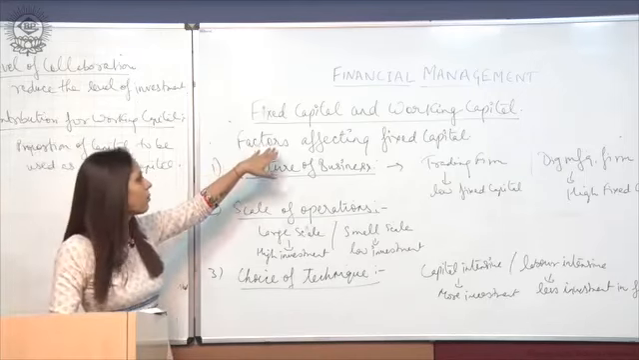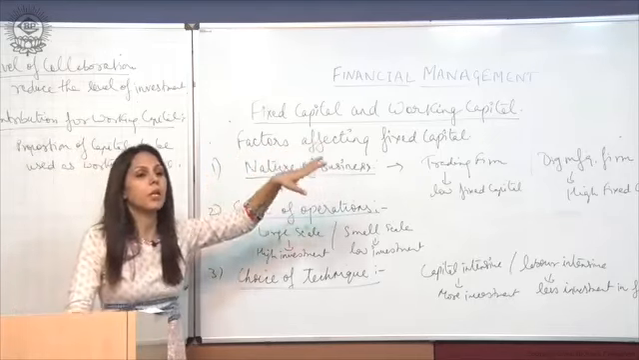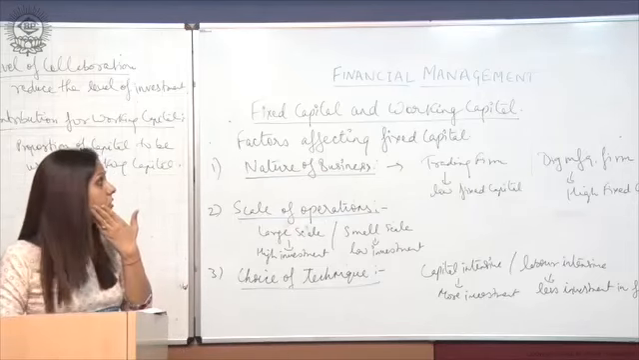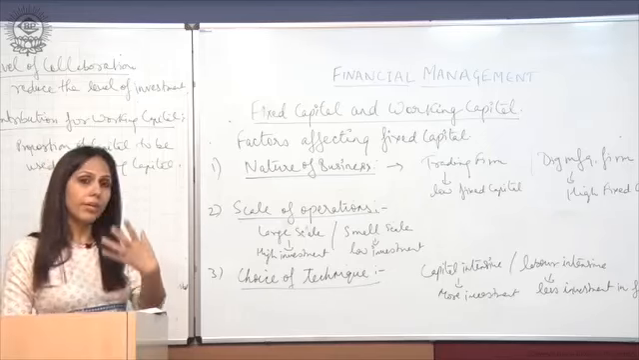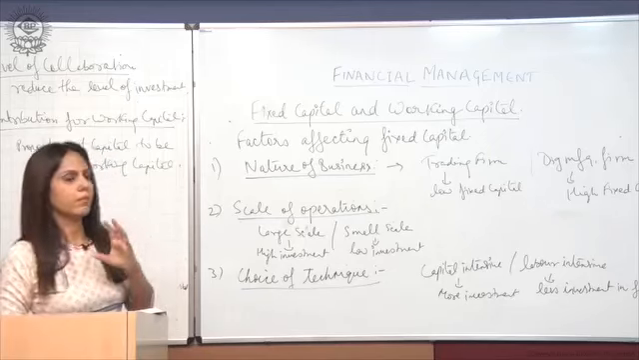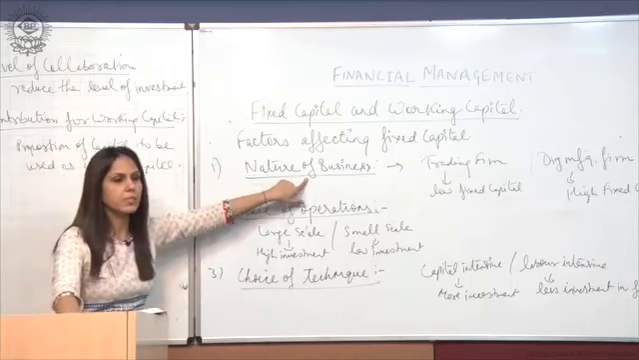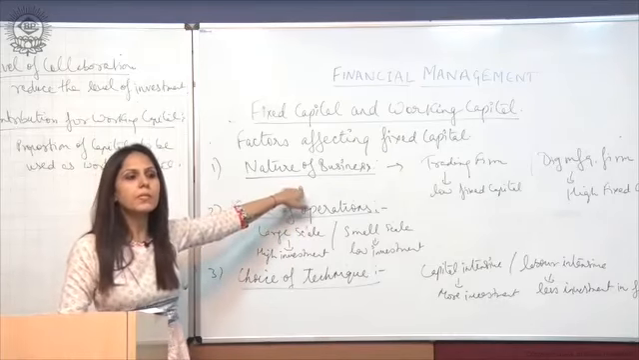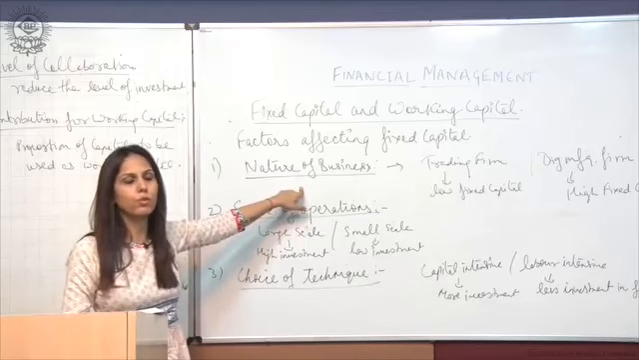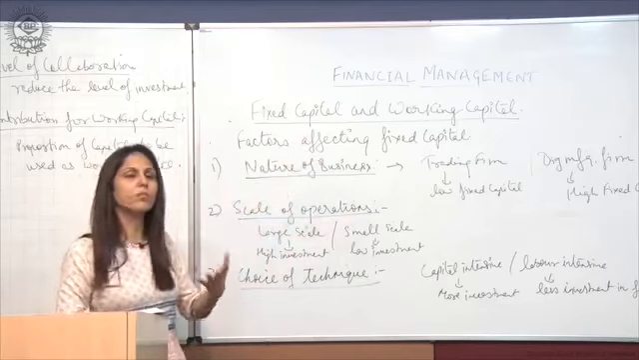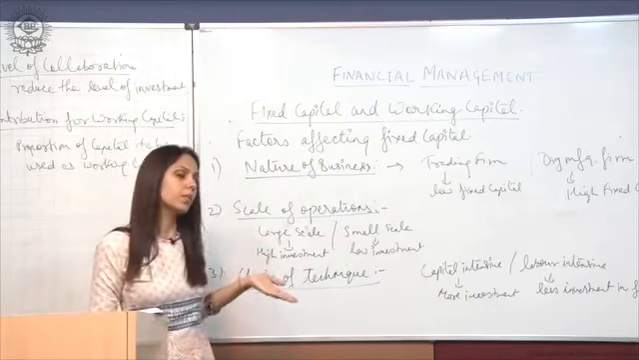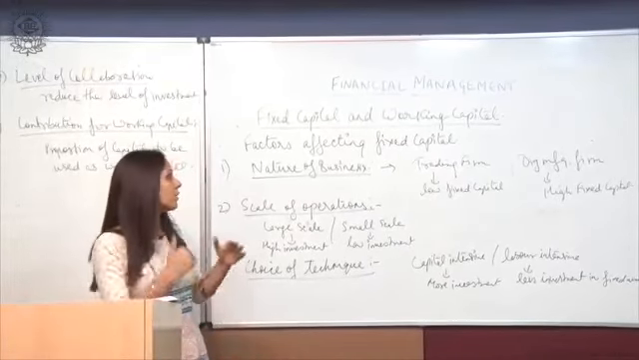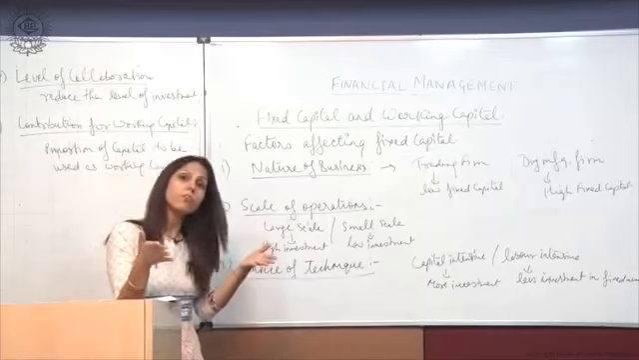Now comes the topic, factors affecting fixed capital. What are the factors in a company which affect the amount of fixed capital? The first one is the nature of business. Every company has a different nature of business. Some are manufacturing firms, some are trading firms, there are certain companies which are sole proprietorships, some are joint ventures, right? So there are different natures of business or different natures of firms, fine.